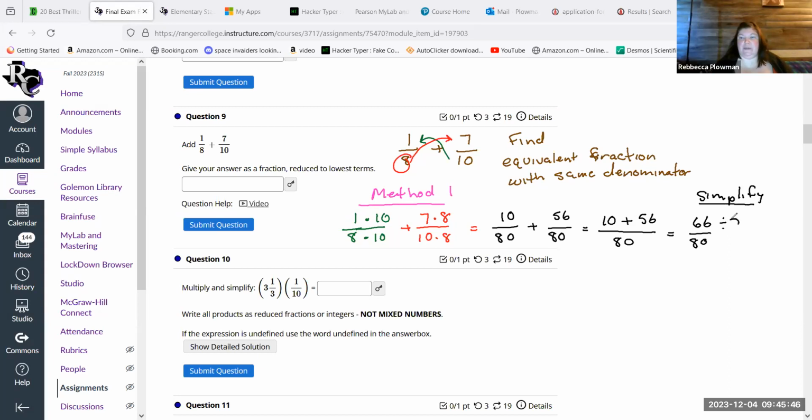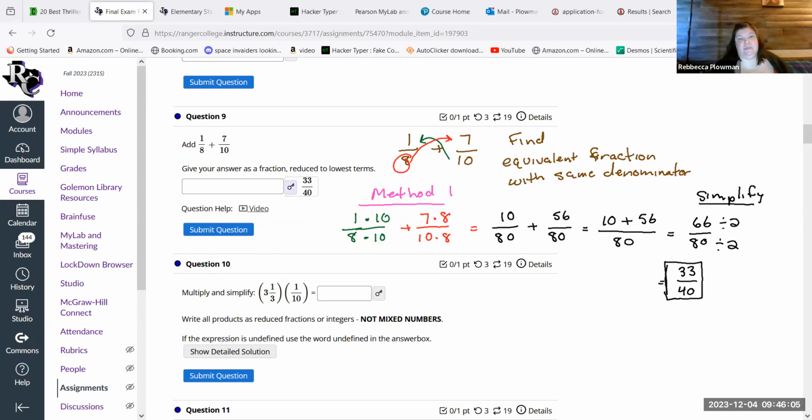So we can divide the top and the bottom at least by 2. We end up with 33 over 40. I don't think we can do any more than that. So that would end up being our answer. So we just want to make sure you write it in lowest terms.